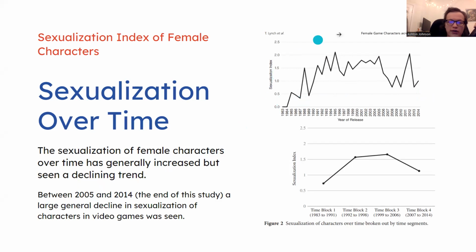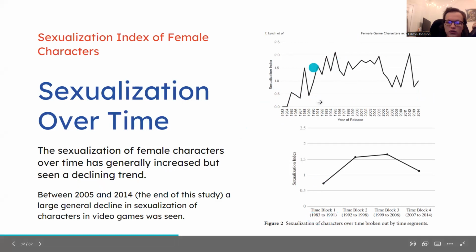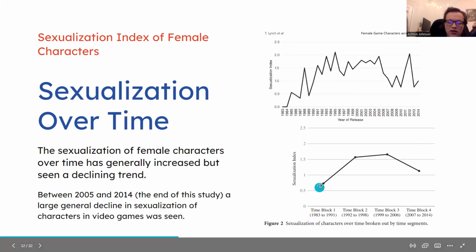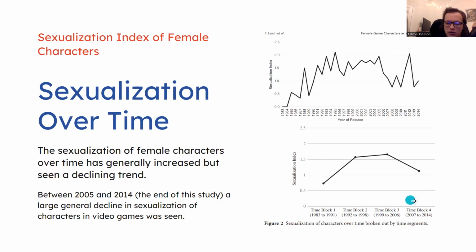So I have two graphs over here. This is a year-by-year rating of the average sexualization index score. And then below it, we have this averaged into 8-year increments, time blocks 1 through 4. And you can see the years below each block. So we can see this general trend up here as well.